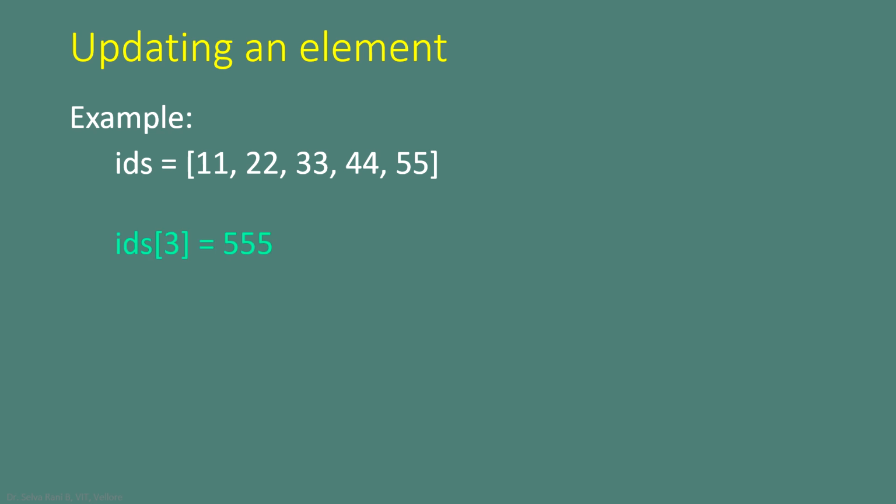Suppose we are assigning a value of 555 to the index 3 in the given list IDS. What will happen? At the position 3, the element is 44 and that element will be replaced or updated with the new value of 555 and our resultant list is going to be 11, 22, 33, 555 and 55.